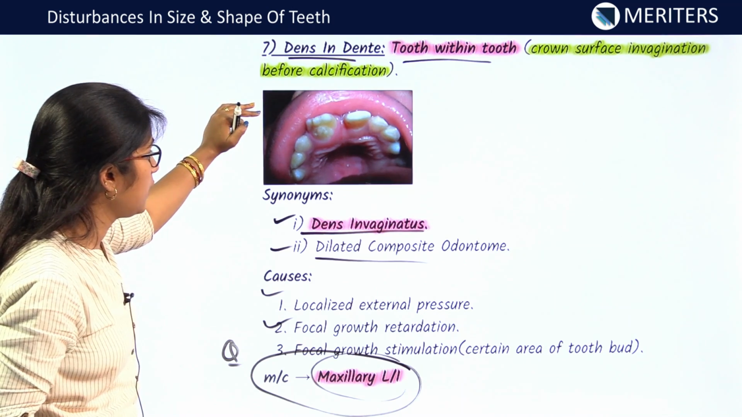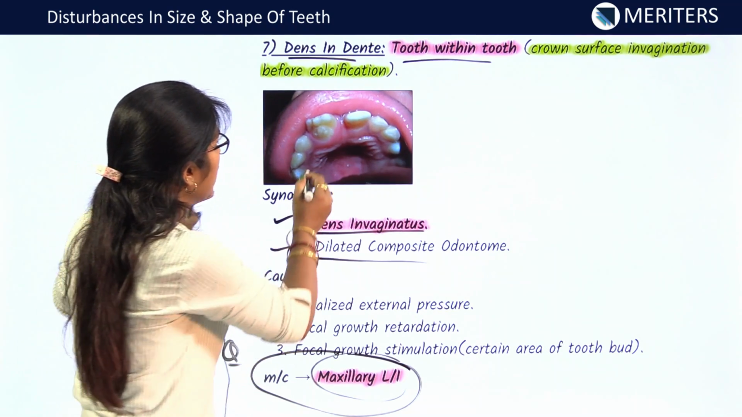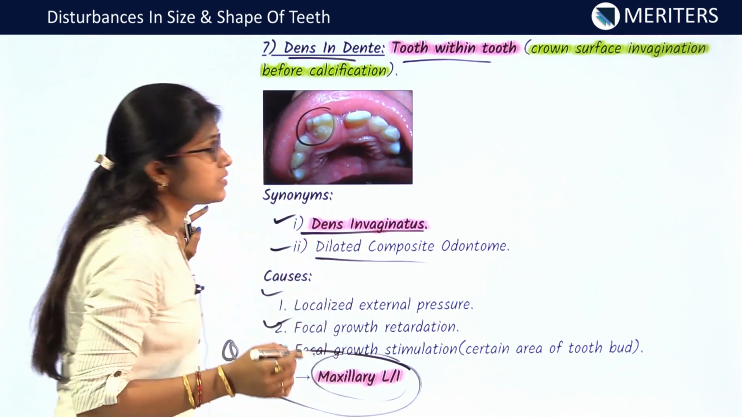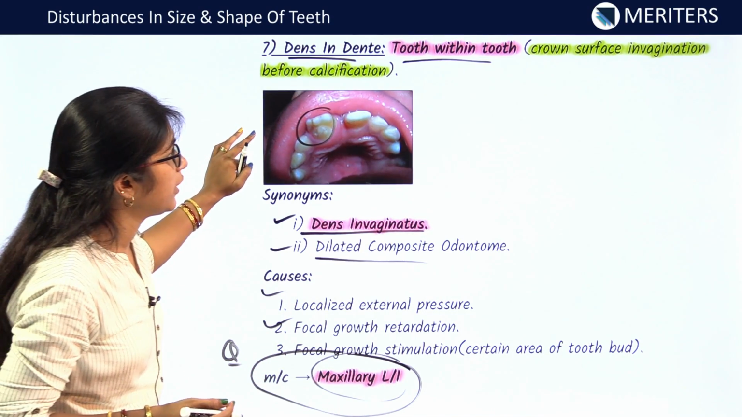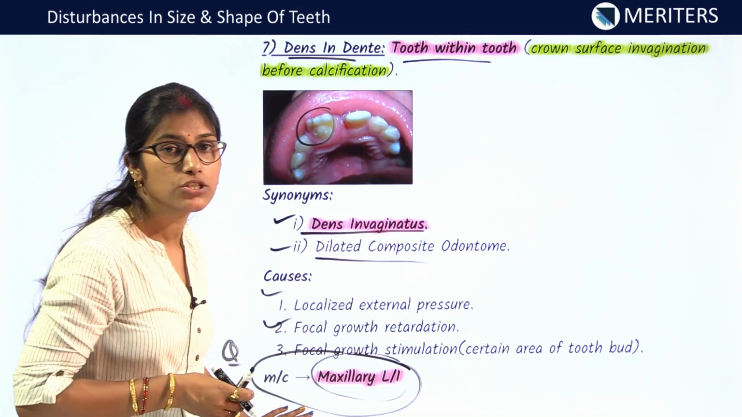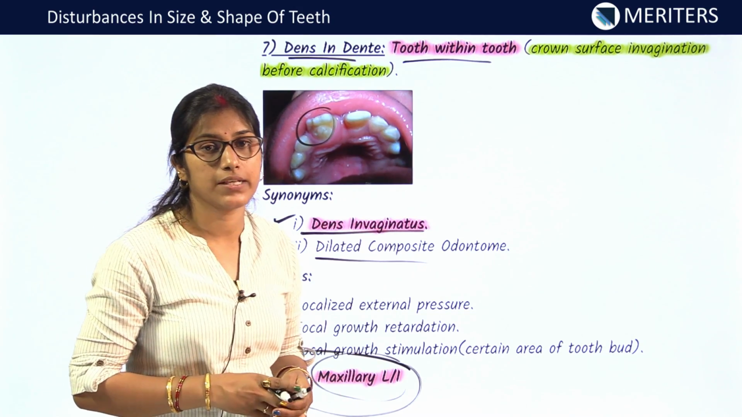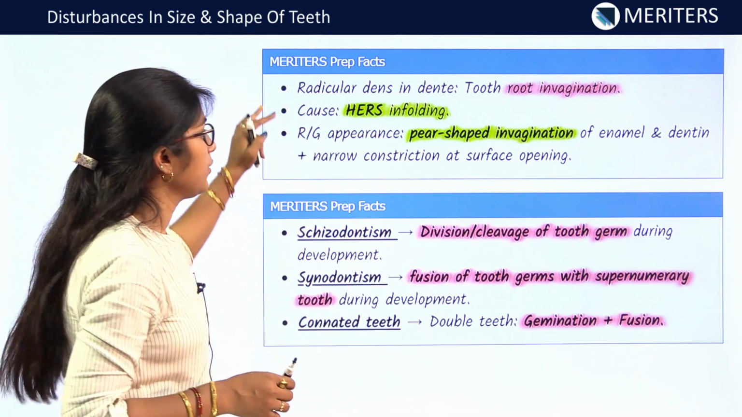You can see the clinical picture here. Okay, see the clinical picture of dens in dente, and this is very important. The tooth which is commonly affected is the maxillary lateral incisor. Now we'll see some important points.